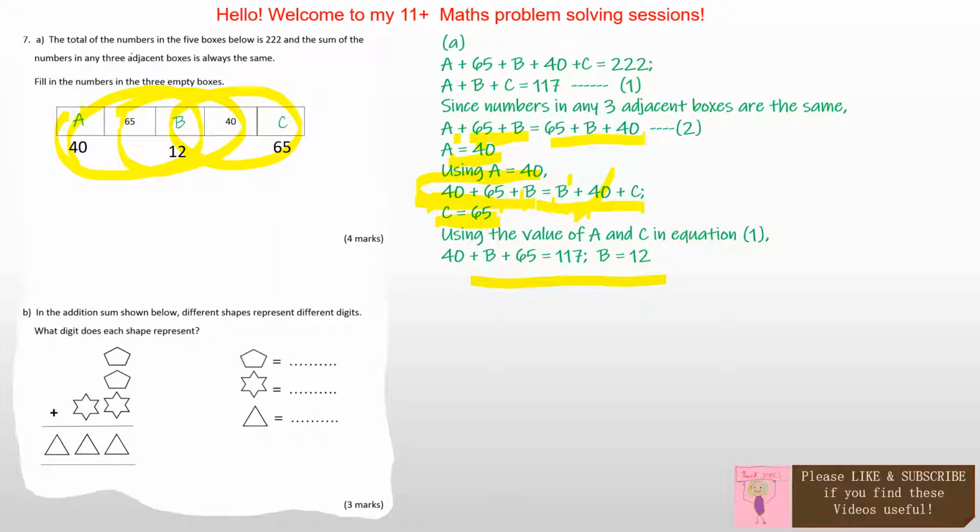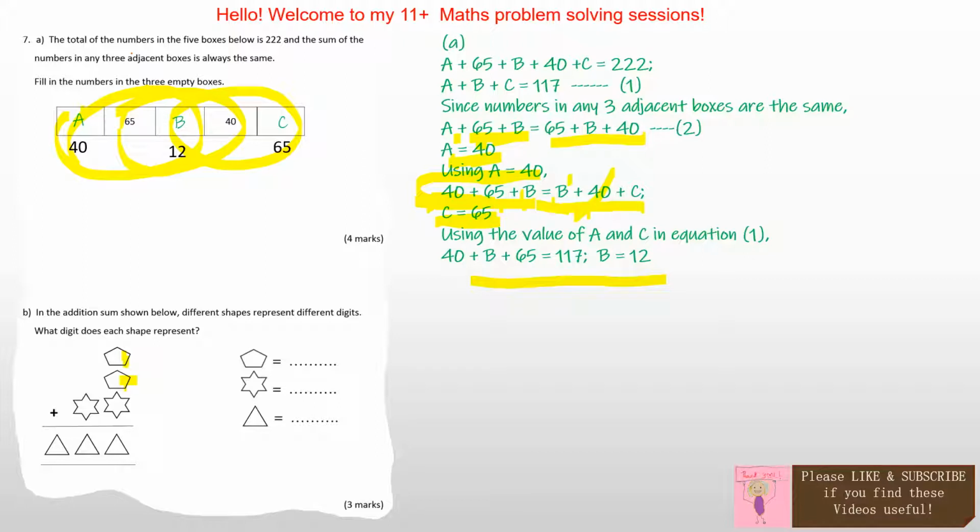The next question, a very interesting question. In the addition sum below, the different shapes represent different digits. What digit does each shape represent? Right, how do I go about doing this? Now, there are a couple of things in this question. Please note that these are 1-digit numbers. The pentagon is a 1-digit number. You have only one pentagon.